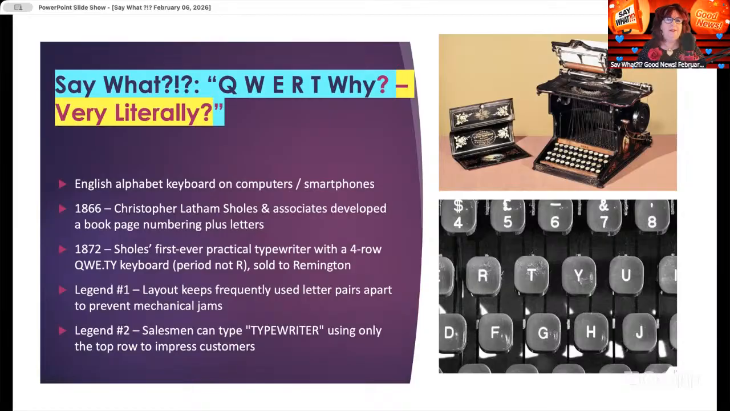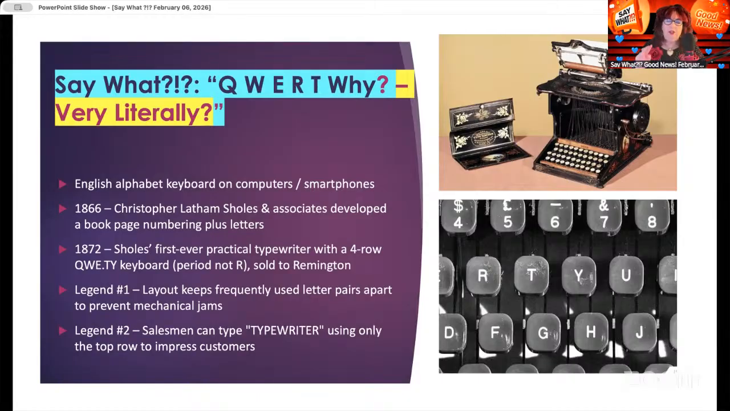In 1866, Christopher Latham Sholes and his associates developed a book numbering machine that had numbers for book pages, but it also had some letters. In 1872, he created the first ever practical typewriter. You're seeing a picture of what I think is that typewriter with 4 rows of keys, and it was QWE period TY. The R wasn't there. He sold the patent to Remington.